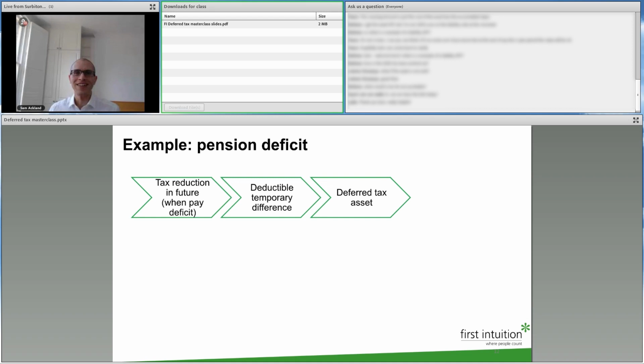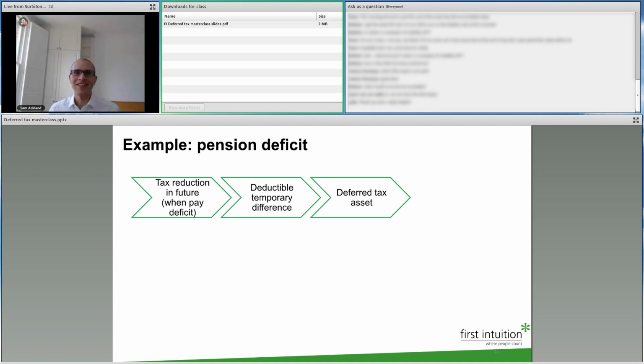Okay, let's have a look at this example then on pension deficits. This will be applicable to SBR only, because you do pension accounting, of course, at SBR. But with a pension deficit, what usually happens is we have a tax reduction in the future. You have a liability on your statement of financial position, and the tax deduction for that liability is only going to come when you pay that liability.